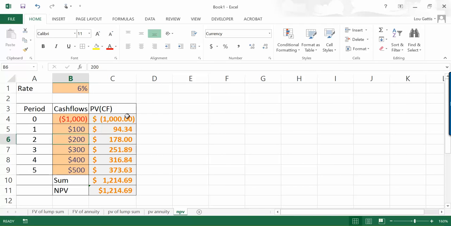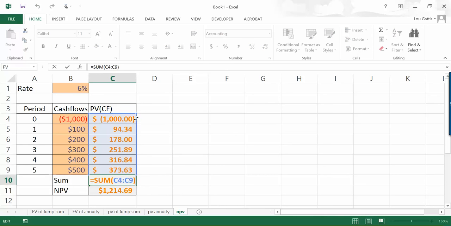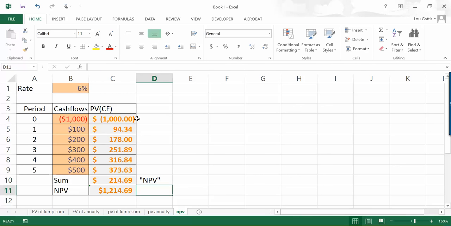Then you're going to receive 100, 200, 300, 400, and 500. Now, if I sum all those numbers up, the sum is 214, including the negative today. That is really the NPV, or the concept of NPV in finance.